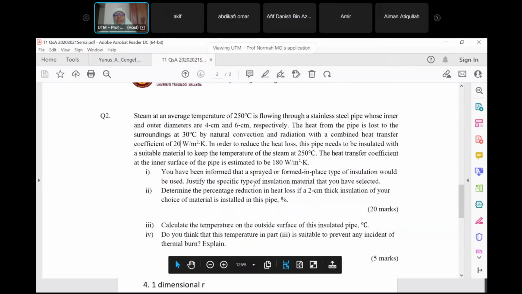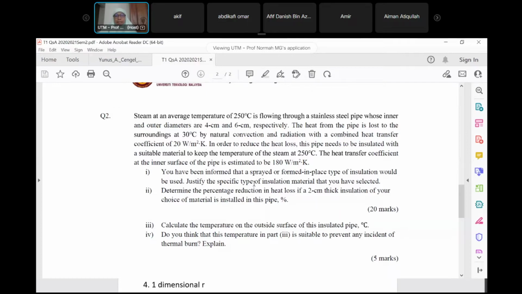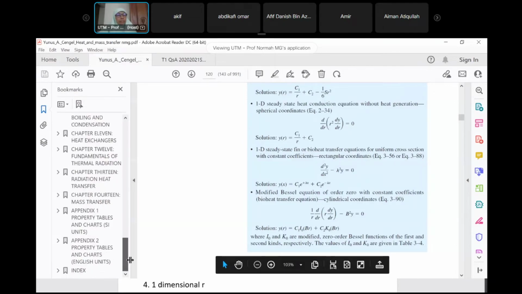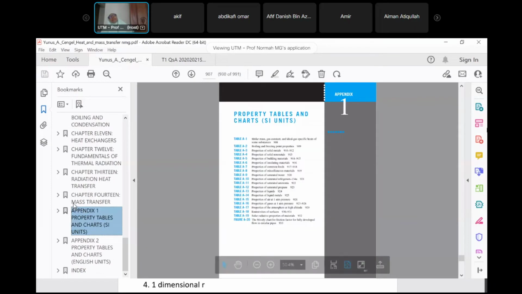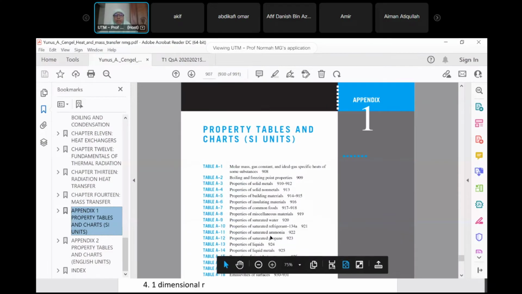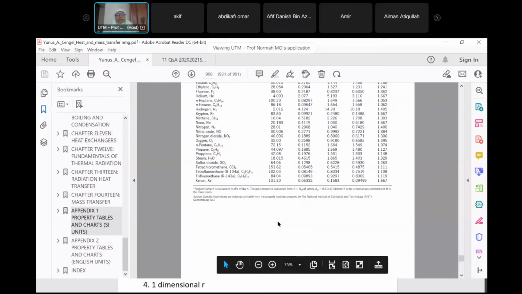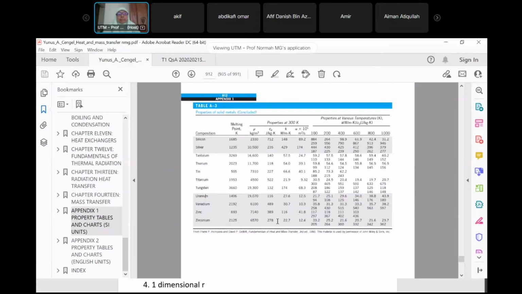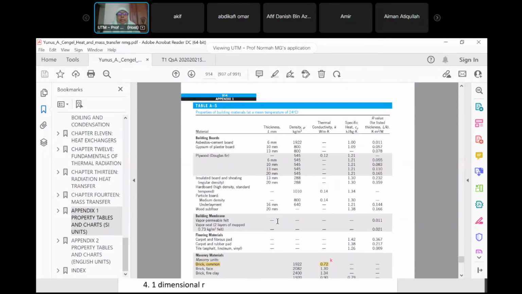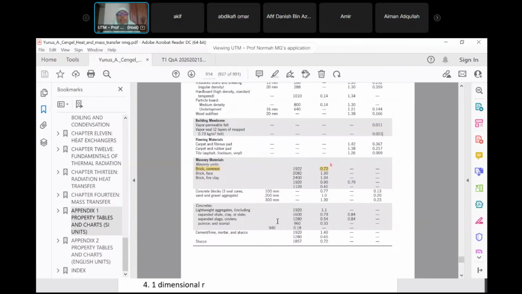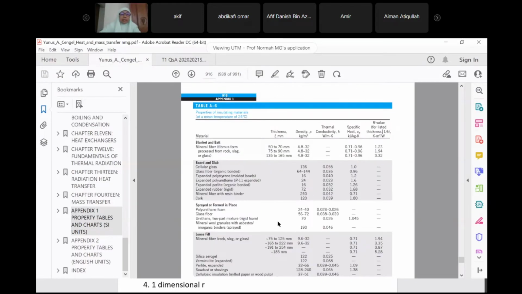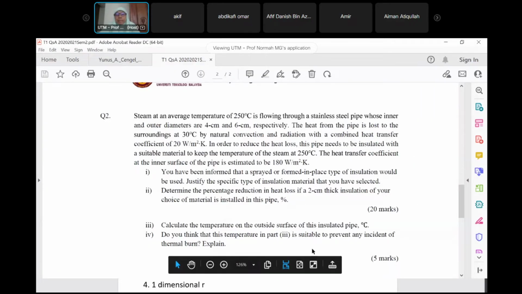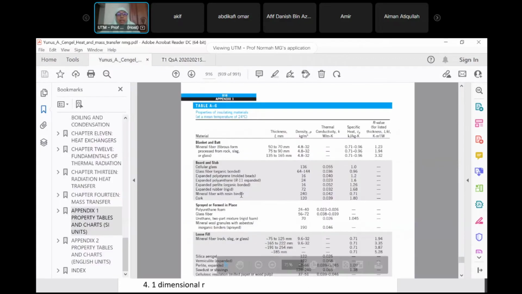First, justify the specific type of insulation material that you have selected. So what shall you do? You go right and see the properties. Need to check the properties of insulation material. Let's see. Boiling, freezing, solid material, solid metal, solid non-metal. The insulating material was suggested to be spray or foam in place type.